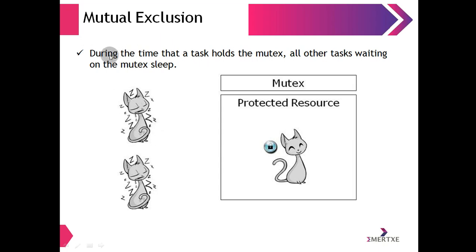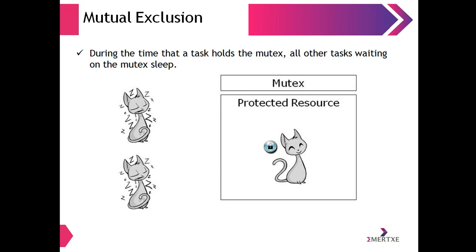So that has been written here: during the time that a task holds the mutex, all other tasks waiting on the mutex sleep. After the data has been shared and the task in the protected resource has completed, it doesn't need that protected resource anymore, so it will exit and the mutex will be free, and one of the tasks will get the mutex. This process is known as mutual exclusion.